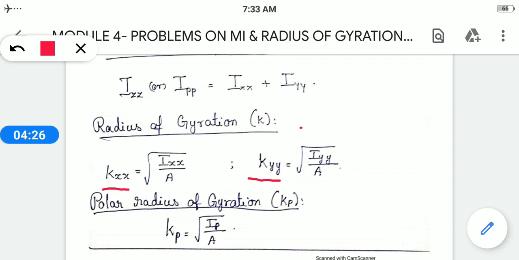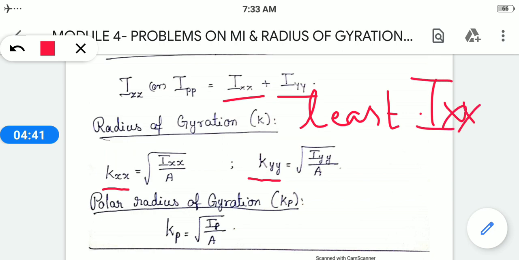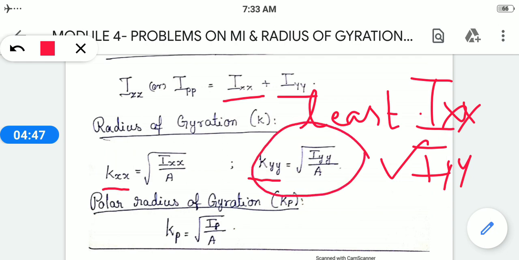Sometimes they will ask us to find the least radius of gyration. In that case, we have to find Ixx and Iyy, and find which is the least, whether Ixx is least or Iyy is least. Whichever is least, you need to find that radius of gyration. That is called the least radius of gyration.